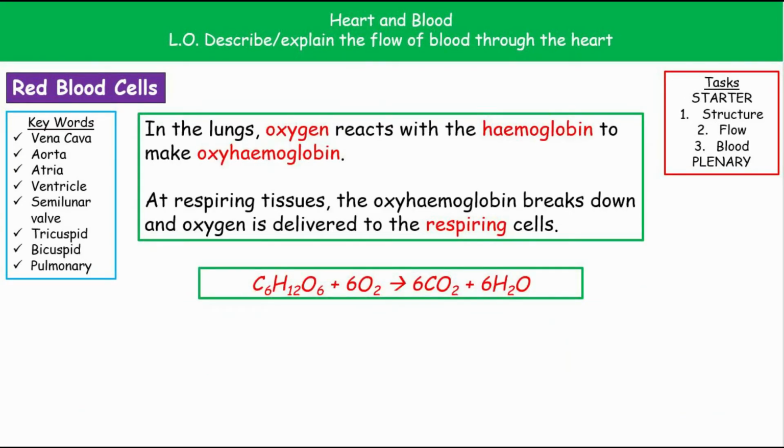Let's double check we've got the right words in the right places then. So in the lungs, oxygen reacts with hemoglobin to make oxyhemoglobin. You could have had the oxygen and the hemoglobin either way around. And then at respiring tissues, the oxyhemoglobin breaks down and oxygen is delivered to the respiring cells.